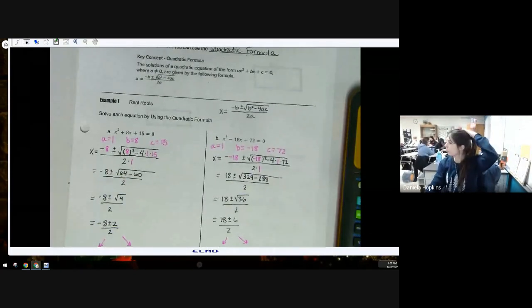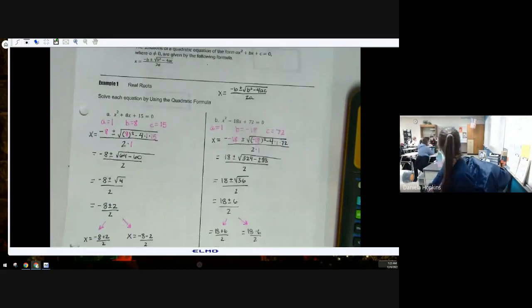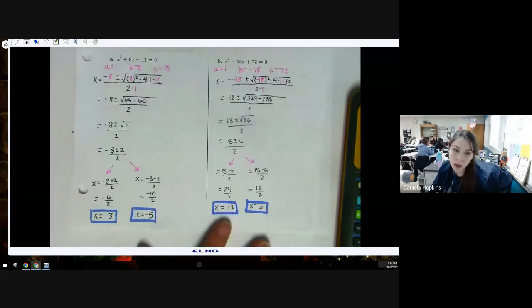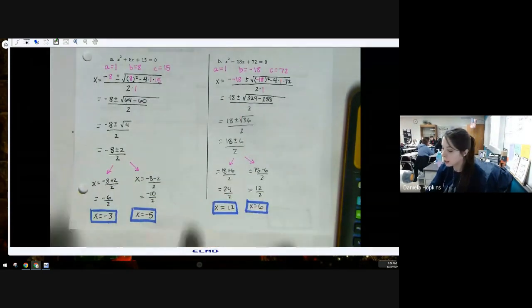All right, so yesterday we talked about the quadratic formula, and I think most of you were okay with the plugging in stuff. It was just the simplification where we started having problems. But for the most part, it was okay.